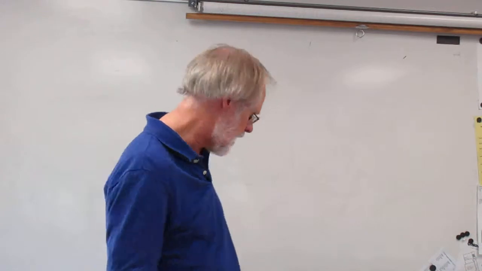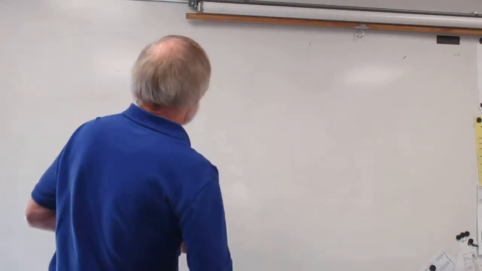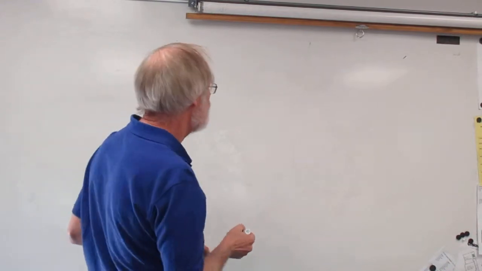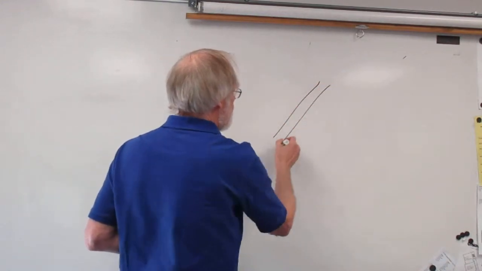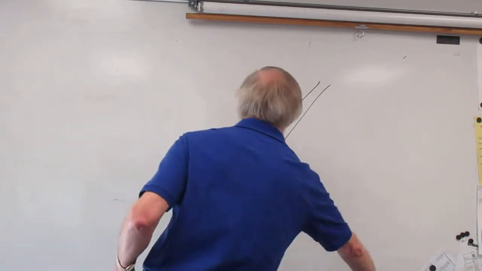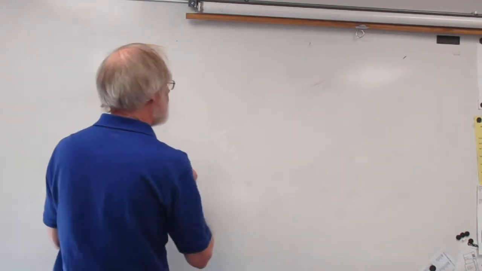Hi there. Today we're looking in your algebra books at section 4.4, which is parallel and perpendicular lines. The concept here is if I have two lines that have the same slope, then if I drew them on a coordinate grid, they're going to be parallel. So let's take a look at a couple of lines here.